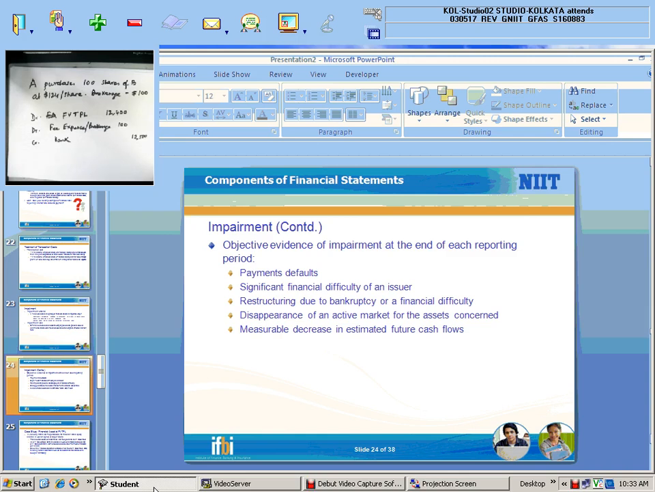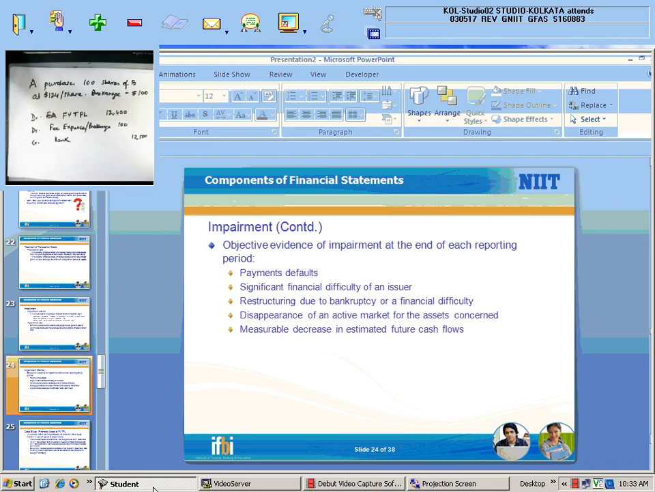Objective evidence of impairment is assessed at the end of each reporting period. What is the objective evidence of impairment? There can be non-payment or payment defaults. That is one of the objective evidences of impairment. Significant financial difficulty faced by the issuer of the instruments. Restructuring due to bankruptcy or a financial difficulty. There could be disappearance of an active market for the assets concerned, or a measurable decrease in estimated future cash flows.